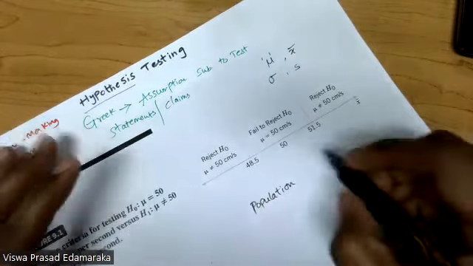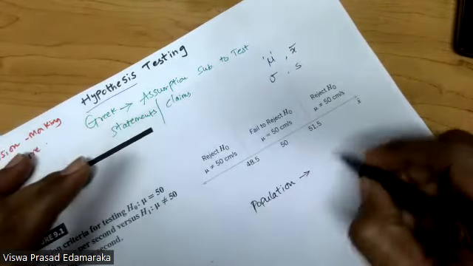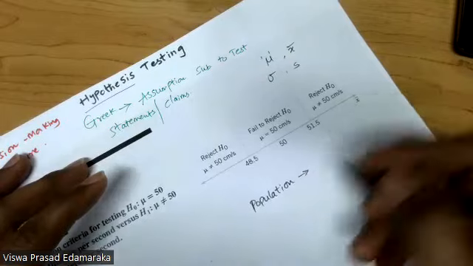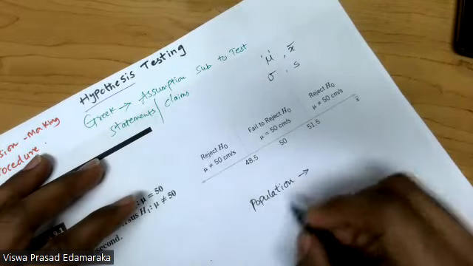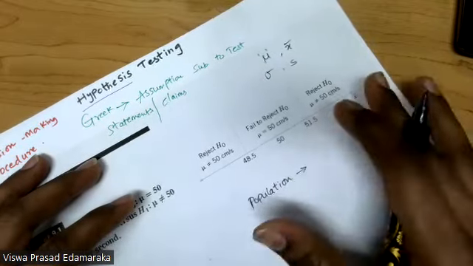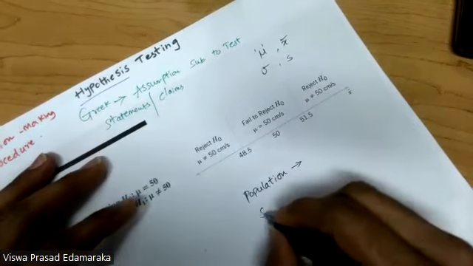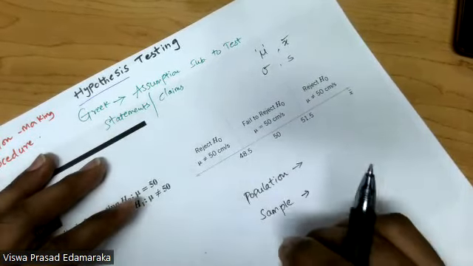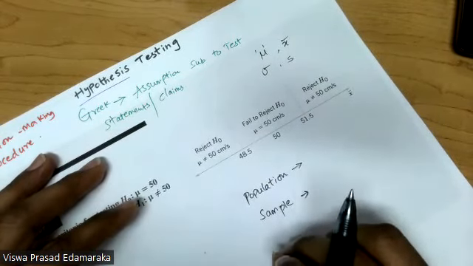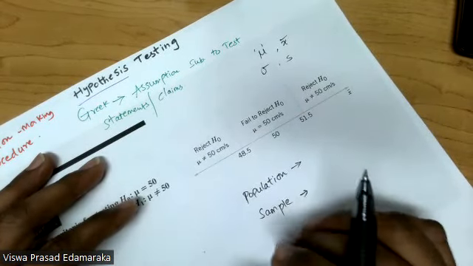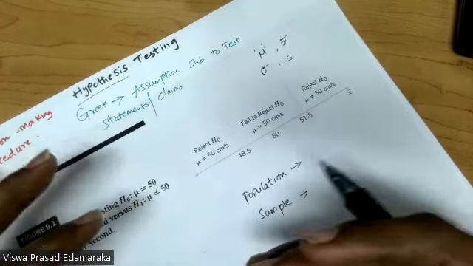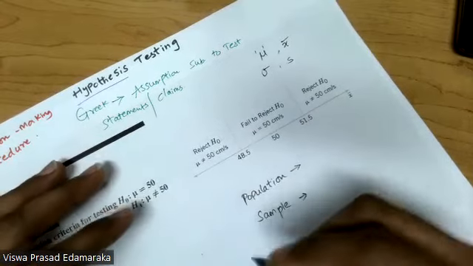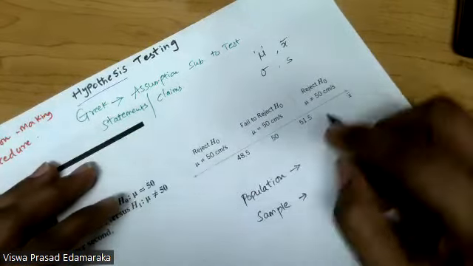Population means the whole thing which we need to test. Sometimes it is very difficult to test the entire population. We take some sample and we do some test on the sample. We'll get clarity, or we'll either reject or accept the entire population. That is called inferential statistics.